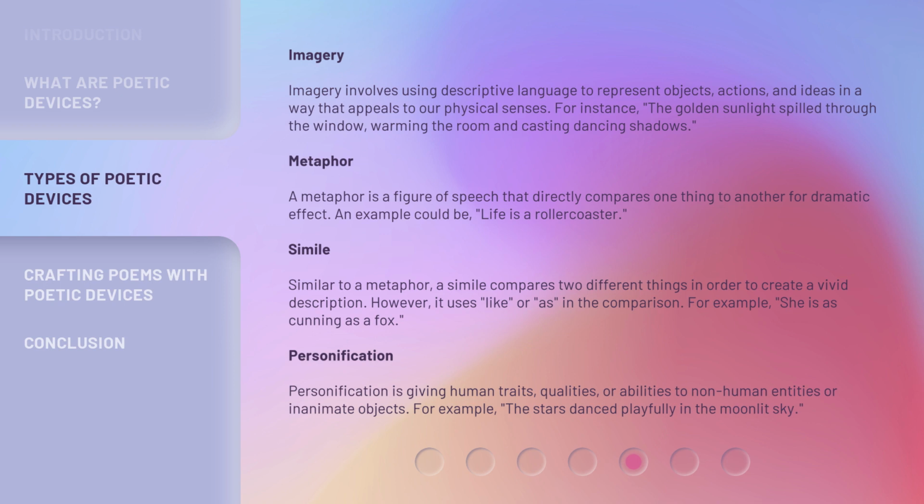Simile. Similar to a metaphor, a simile compares two different things in order to create a vivid description. However, it uses like or as in the comparison. For example, she is as cunning as a fox.